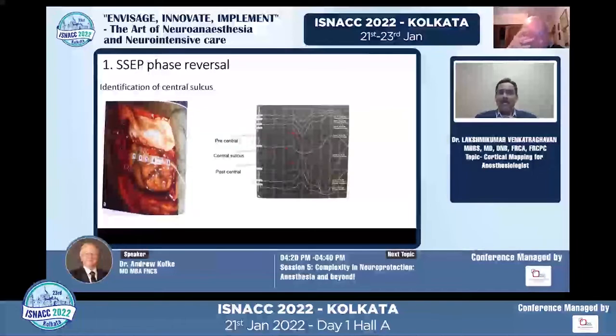And this is used to identify the central sulcus so that you can identify the premotor, precentral gyrus or motor cortex. It's basically using strip electrodes across the central sulcus and using SSEP monitoring. You can see that in the sensory cortex, the SSEP waveform is usually positive. Then there is an equal positive or negative at the central sulcus, and then you have a negative waveform in the precentral or motor area, so that we can identify the motor area so that direct cortical mapping is possible following the SSEP phase reversal.